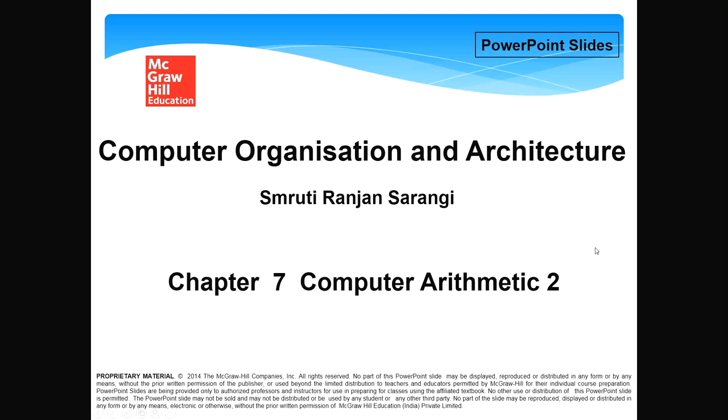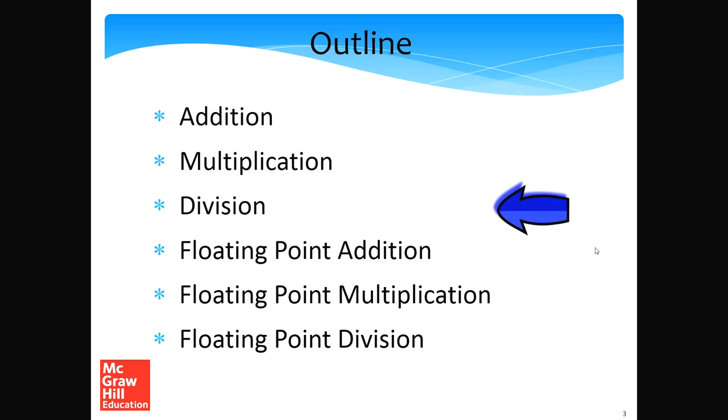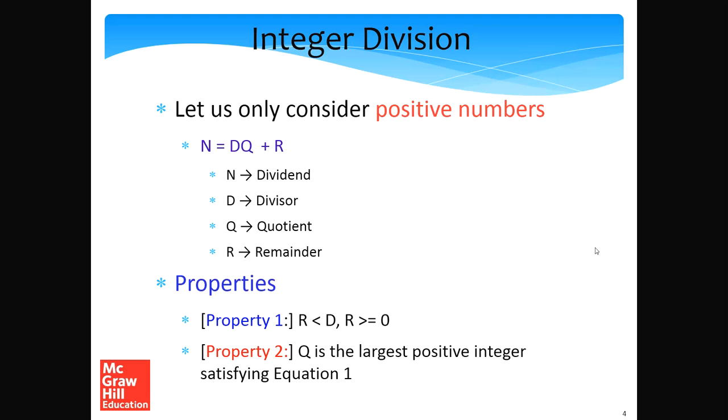Welcome back. So this is the second slide set in the computer arithmetic chapter. Since the chapter was long, we divided it into two slide sets. This is otherwise the fourth lecture in this series. We had promised to discuss division and floating point operations, namely addition, multiplication, and floating point division. So let us now divide.